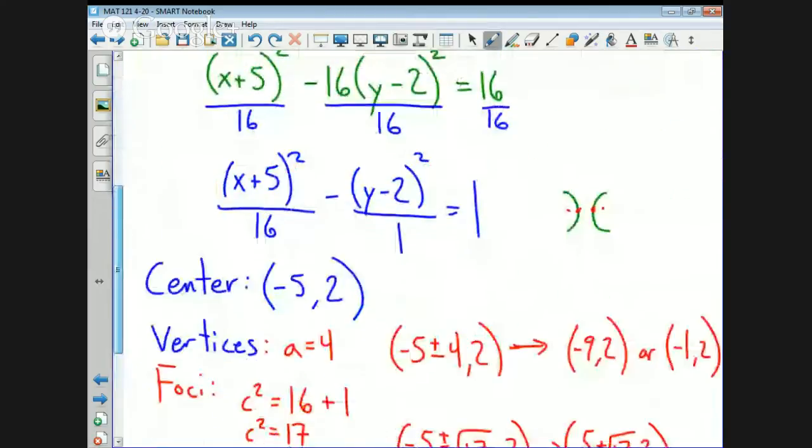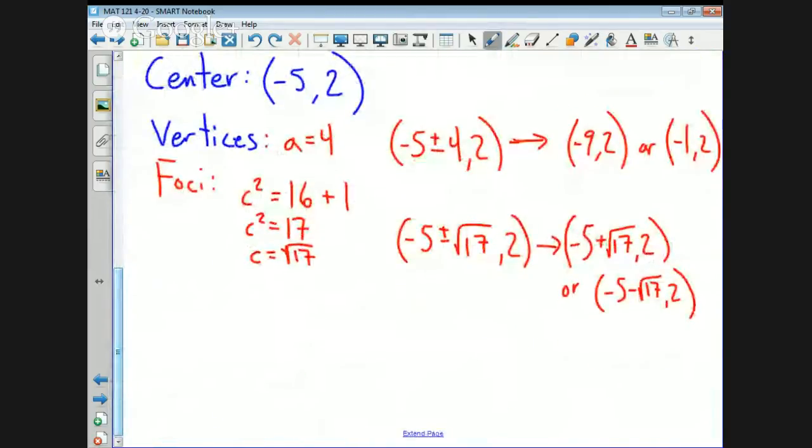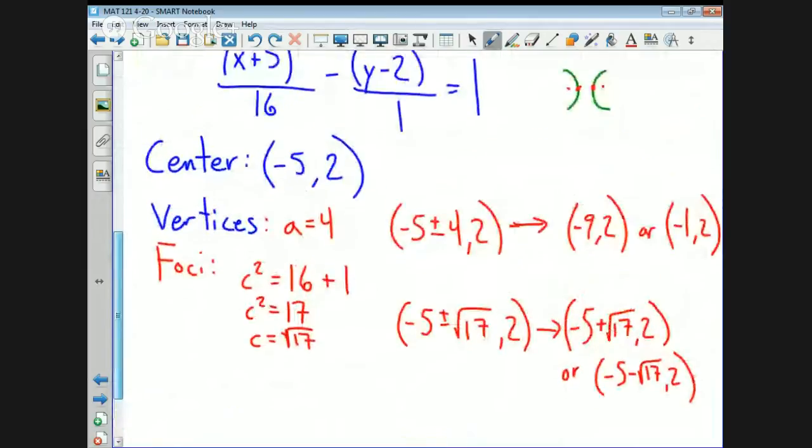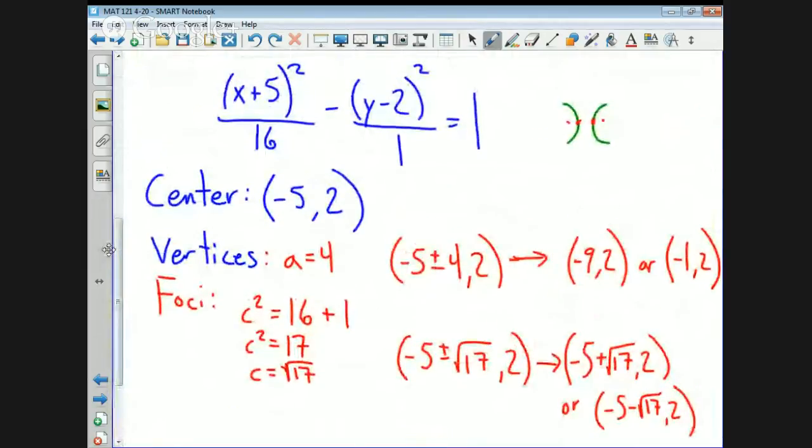Endpoints of the conjugate axis. Now this one, got to be careful here. Let's go back to our little tiny sketch. Here, the conjugate axis runs perpendicular to the transverse axis, and the endpoints on this conjugate axis are b units up and down from center.